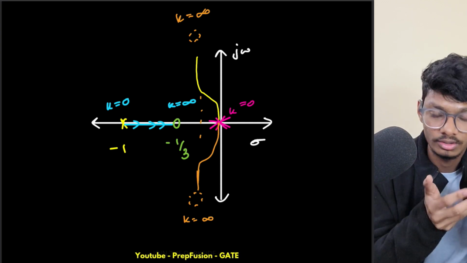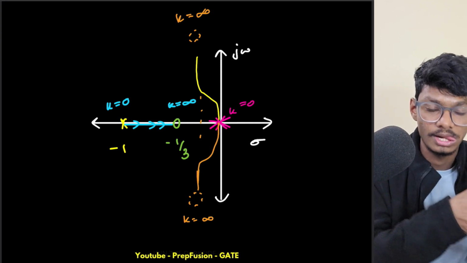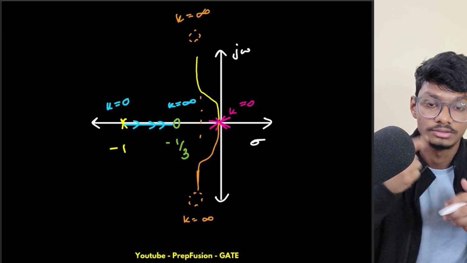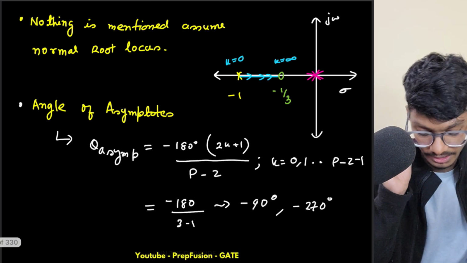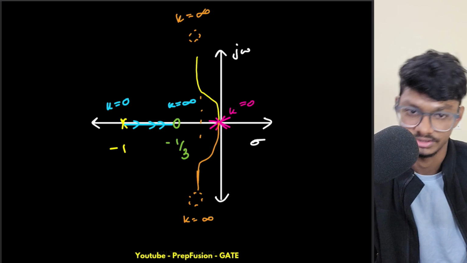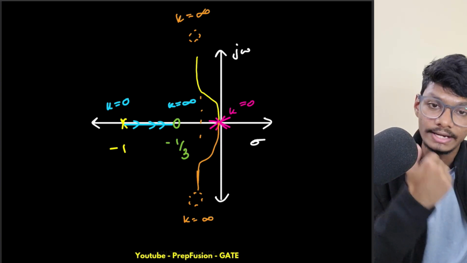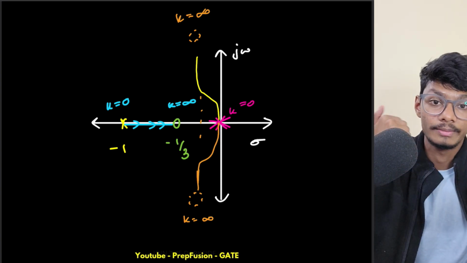As homework, you can make the real part constant and find the imaginary parts, or you can make k tend to infinity in the equation 1 plus G(s)H(s), and you will see that my real parts are constant but my imaginary parts are changing.